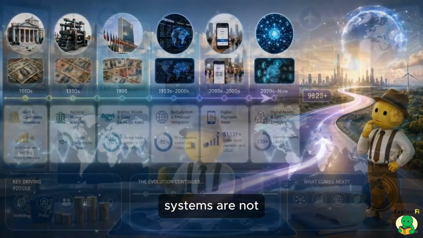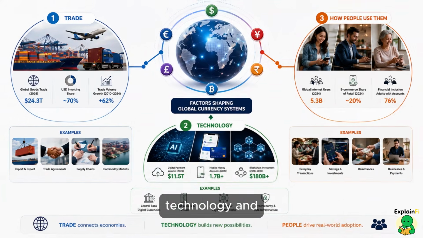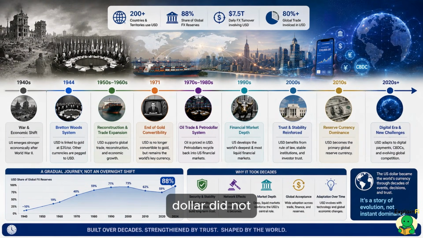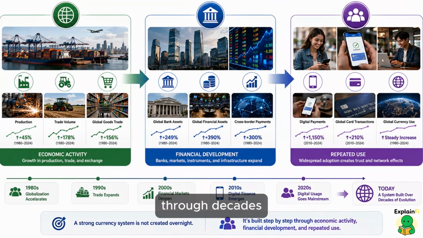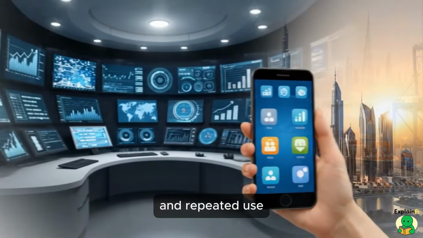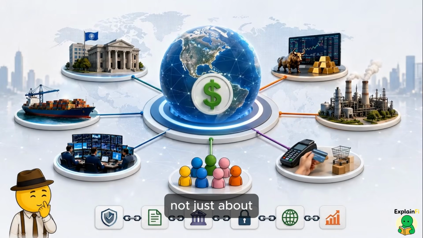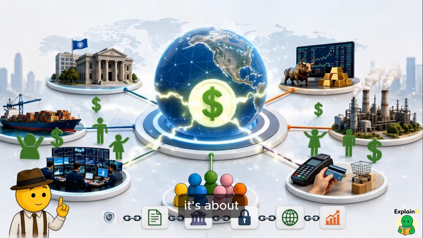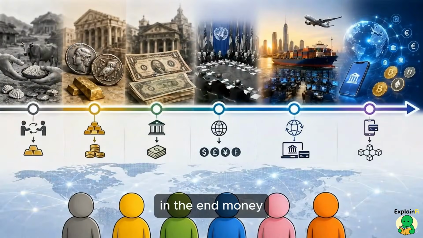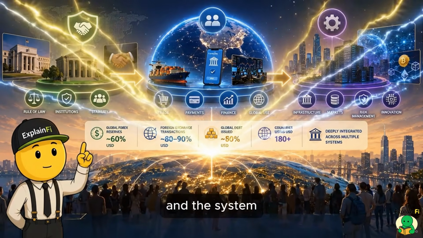Because global currency systems are not static. They are shaped by trade, technology, and how people use them. Looking back, the US dollar did not become global overnight. It emerged through decades of economic activity, financial development, and repeated use. And that process is still ongoing. So the story of the dollar is not just about one country or one currency. It's about how global systems are built and how they evolve over time. Because in the end, money is not just about value, it's about trust, usage, and the system behind it.